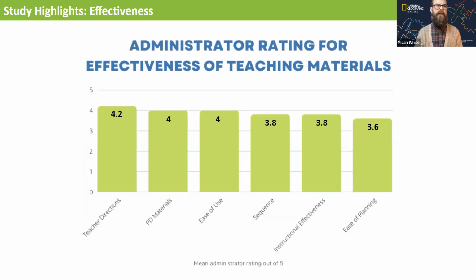Next, please. Thank you. SEG Measurement also probed the effectiveness of certain aspects of the course from an administrator's point of view. They asked administrators to rank on a scale from 0 to 5 how effective various aspects of the course were, including teacher directions, professional development materials, ease of use, the sequence or the organization of the content, the instructional effectiveness, and ease of planning, right? How simple was it for teachers to plan their lessons and their classes?